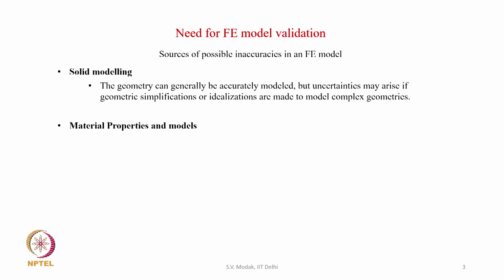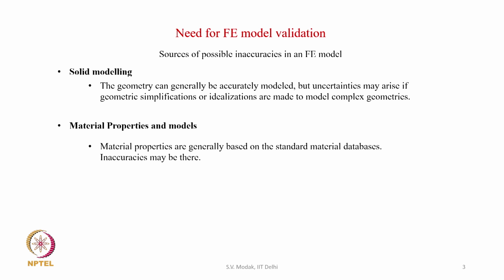Now, inaccuracies may also be associated with the material properties that are used and the models of, let us say, various joints which are there in the system. There may be inaccuracies associated with those models. Material properties are generally based on standard material databases, and inaccuracies may be there because the actual material properties may have some deviation from the standard values. In some cases, the material properties might not be correctly known and some approximations may be used. That again may be a source of inaccuracy, and material properties strongly affect the predictions of the model.